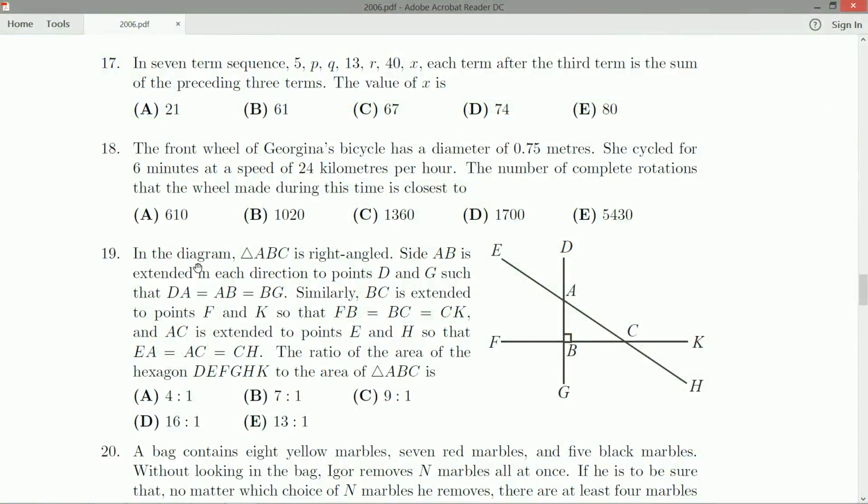So, question number 19. In the diagram, triangle ABC is right-angled. Side AB is extended in each direction, so it looks almost like an XY axis, but extended to D and G in both directions, with some conditions: DA equals AB equals BG. So these are each the same length.